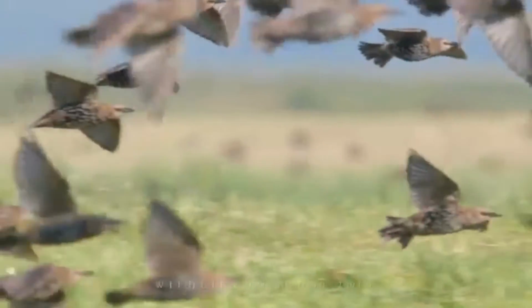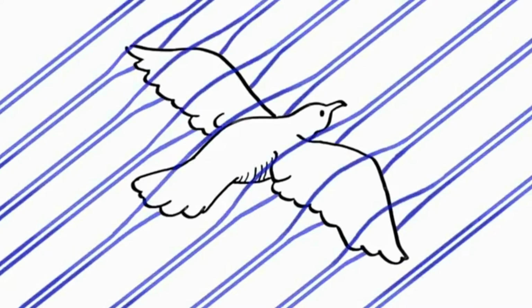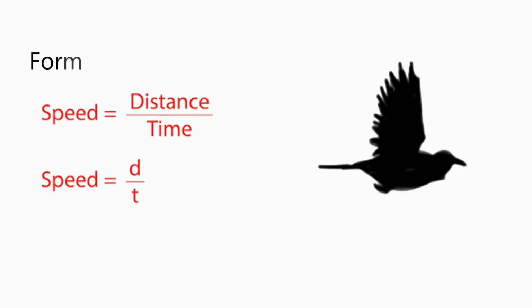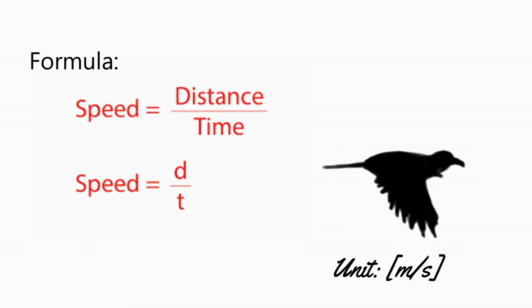Speed is the distance traveled per unit of time. It refers to how fast an object is moving. In this representation, speed is a measure of how quickly the bird moves or flies from one place to another. To find speed, it is measured as distance moved over time.